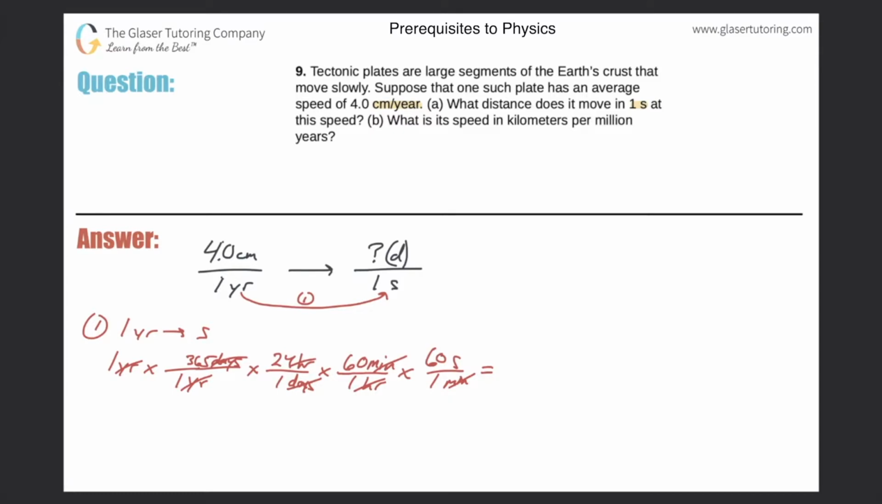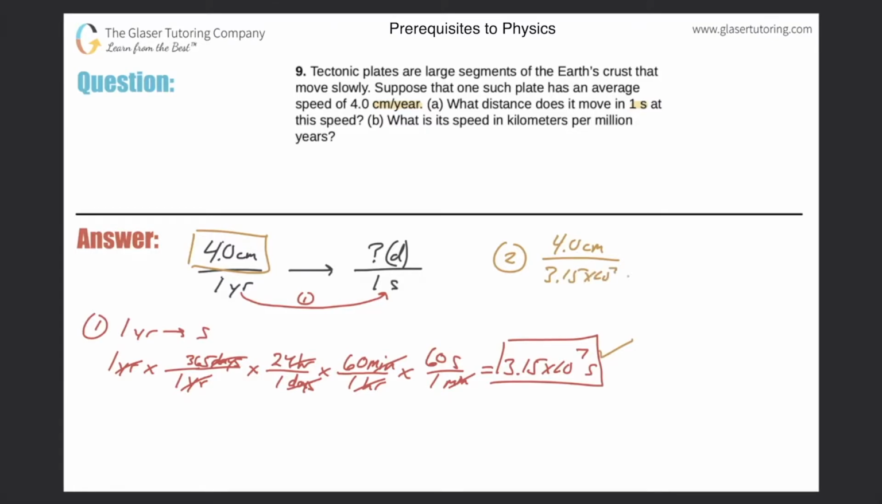And finally, I can find the value. So 365 times 24 times 60 times 60 gives us a total of a whopping 3.15 times 10 to the 7 seconds. Okay. So that's how many seconds there are in a year. Now remember, this tectonic plate is going to move 4 centimeters per year. So if I want to find out how far this tectonic plate will travel per second, in step 2 I can take my 4 centimeter value and divide it by the seconds that I found, so 3.15 times 10 to the 7 seconds.